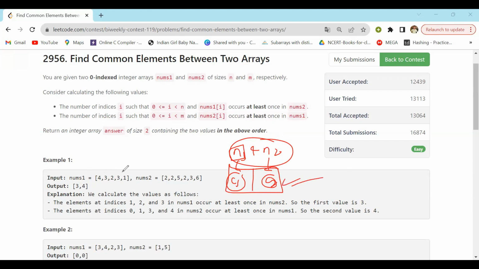Basically, if you see in this example, right? Here four is not there in this array. Three, three is there. So one, two is also there here, right? So one more, incrementing the count. Then again three is also here, incrementing the count. One is not here. So we have three values in this array which are there in nums2, right? Similarly, if we count for this array, you get four. So 3, 4 is the answer.